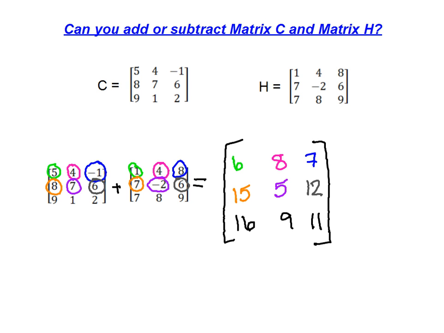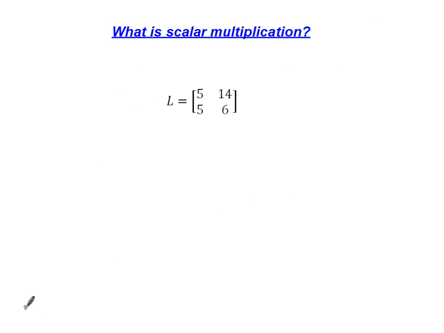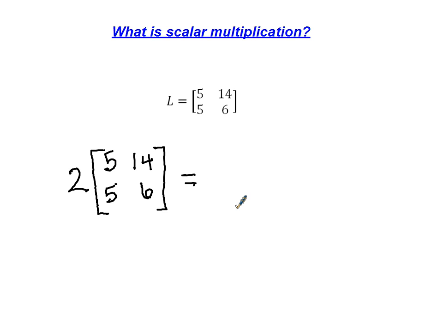And our last operation is called scalar multiplication. Think of it like a fancy version of the distributive property. So if I have my matrix L here, and I want to multiply it by a scalar of 2, I'd place my 2 outside of the matrix, write my matrix values inside, and then simply take the 2 and multiply it by every single element inside of this matrix.